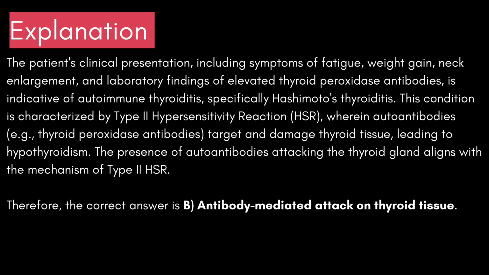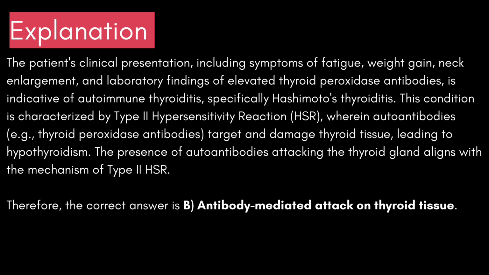elevated thyroid peroxidase antibodies, is indicative of autoimmune thyroiditis, specifically Hashimoto's thyroiditis. This condition is characterized by type 2 hypersensitivity reaction, HSR, wherein autoantibodies, for example thyroid peroxidase antibodies, target and damage thyroid tissue, leading to hypothyroidism. The presence of autoantibodies attacking the thyroid gland aligns with the mechanism of type 2 HSR. Therefore, the correct answer is B, antibody-mediated attack on thyroid tissue.